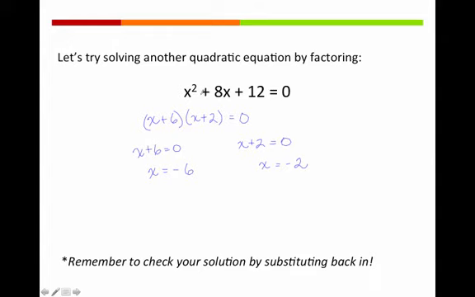Negative 6 squared is 36, plus 8 times negative 6, or negative 48, plus 12 does in fact equal 0. I can plug in my negative 2. 4 minus 16 plus 12 also equals 0. So I have checked to make sure that I have factored this correctly.